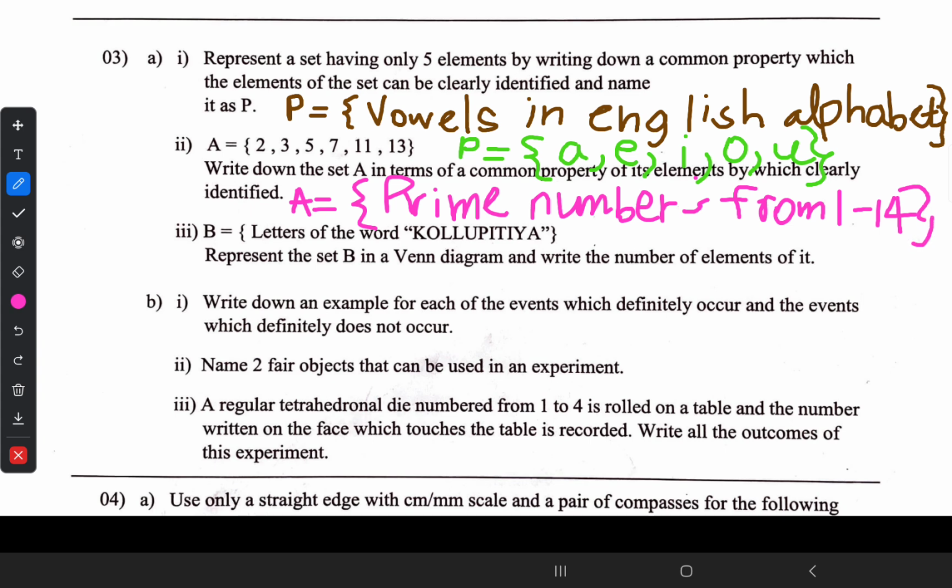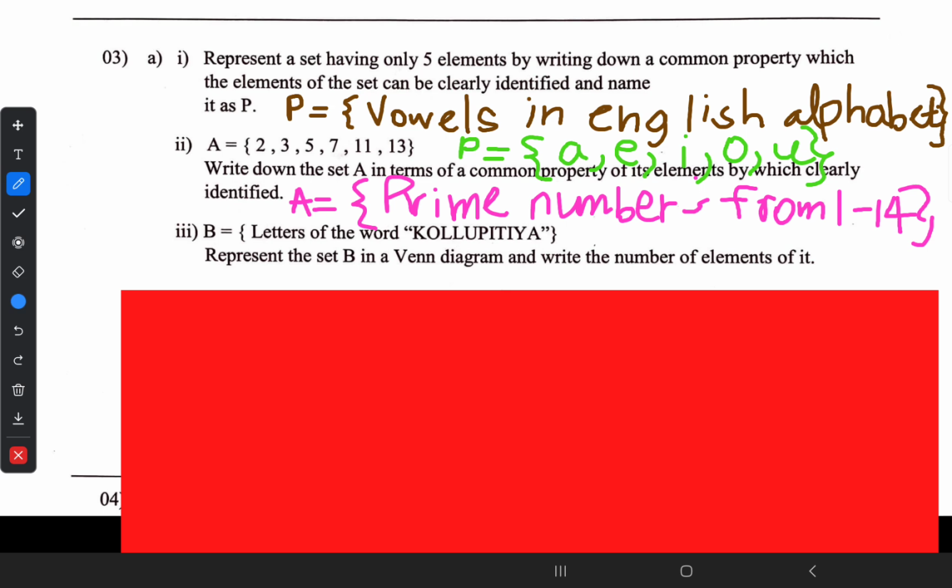And the third one, B: letters of the word KOLLUPITIYA. We know that we have to write one element once to identify all the elements in this set. Set B: represent the set B in a Venn diagram and write the names of its elements. In the Venn diagram, inside here, I'll put a circle. This is our set B.